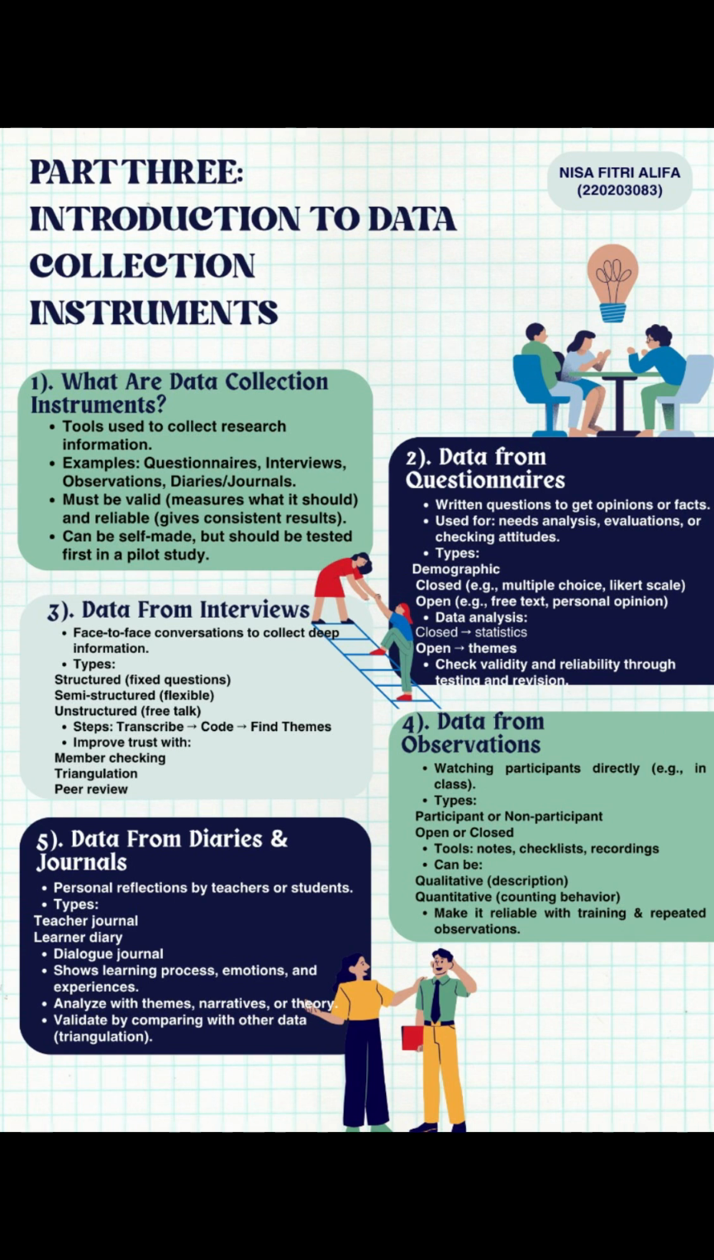Okay, what makes journals useful in research? First, they show what people think, feel, and experience from the inside. And the second is they give a long-term personal perspective. And then how do we analyze them? First is identify the themes that appear in the writing, and then use narrative analysis to understand stories or development, and then connect findings to the theory. So the last is how to validate journal data. First is compare with other data, like triangulation, and then ask peers to check your interpretation. And then the last is look for consistency over time.